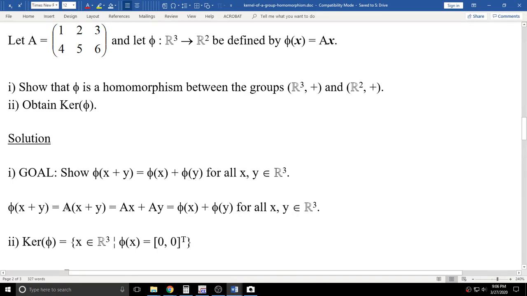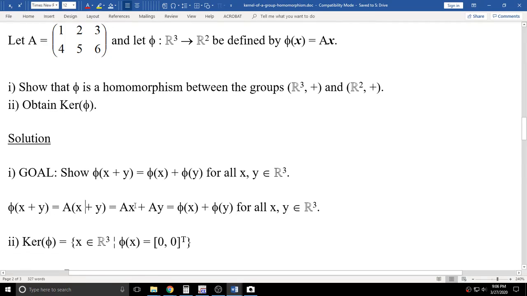Recall that matrix multiplication distributes over matrix addition. So A(x plus y) is the same as Ax plus Ay. But by definition, Ax is phi of x and Ay is phi of y. So we end up with phi of x plus phi of y, and this is for all x, y in R3. So our goal is complete. Phi is a homomorphism between the two groups.